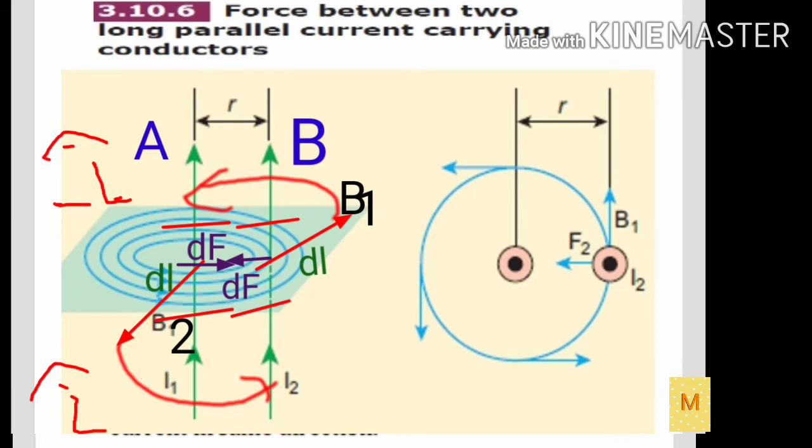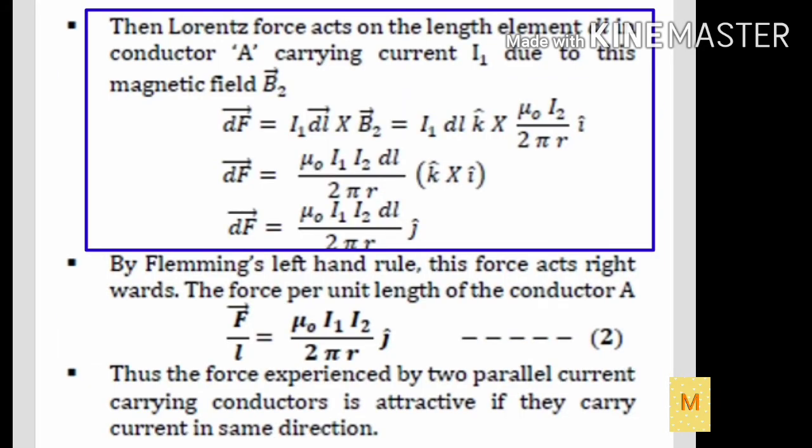Due to this magnetic field, the Lorentz force experienced by a smaller segment of length dl of conductor A, which is carrying current I1, can be written as dF vector is equal to I1 dl vector cross B2 vector. Here dl vector is written in terms of unit vector as k cap and B2 vector is written in terms of unit vector as i cap. So the equation becomes I1 dl k cap cross mu naught I2 by 2 pi r into i cap. Hence the equation becomes dF vector is equal to mu naught I1 I2 dl divided by 2 pi r into k cap cross i cap. This k cap cross i cap is replaced as j cap.